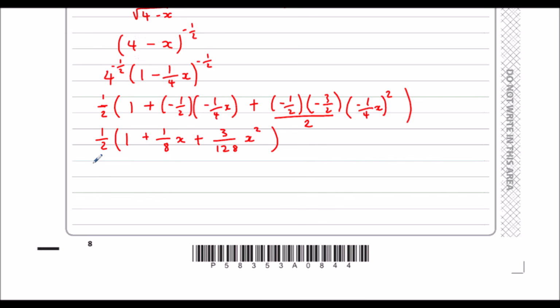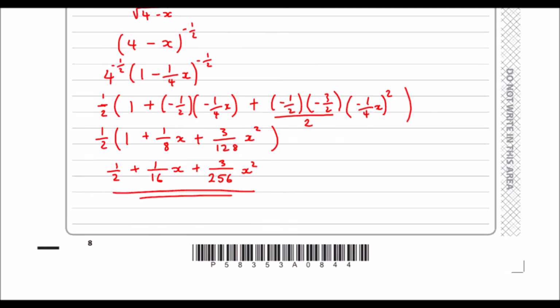So to finish this, we're going to multiply through by the half. So half times 1 is a half. A half times an eighth is a 16th. And a half times 3 over 128, that'd be 3 over 256. So there are our first 3 terms.